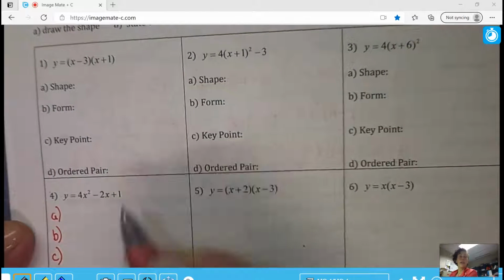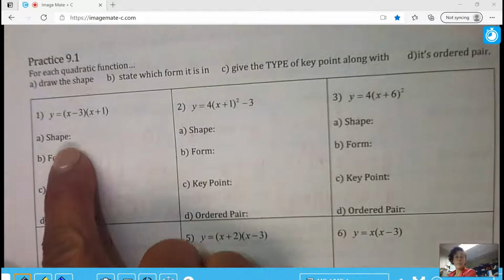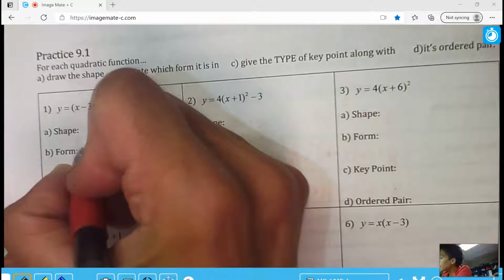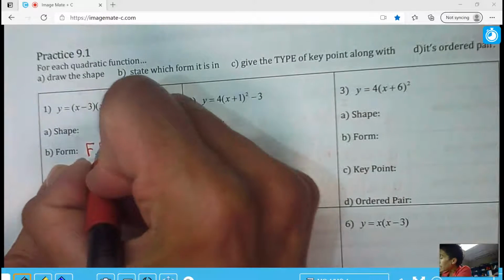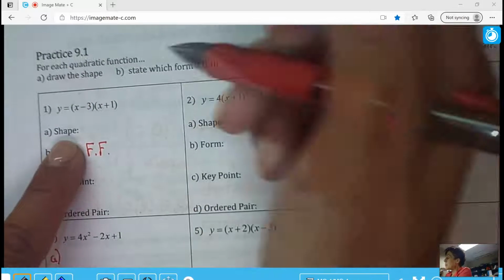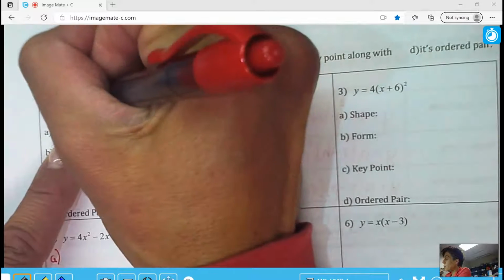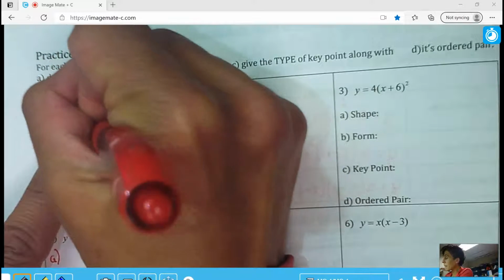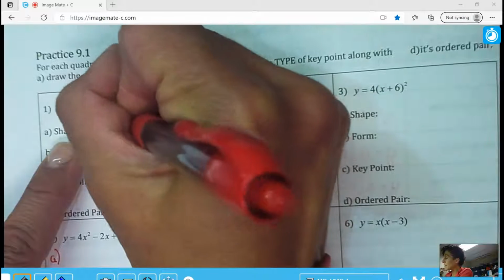All right, so my first form is, and you don't have to go in any particular order, so I'm actually going to start with the form. This is in factored form. I am going to abbreviate. I do need an A, and there's an invisible 1 hanging out in front, so since that's a positive 1, I'll have a shape that looks like that.